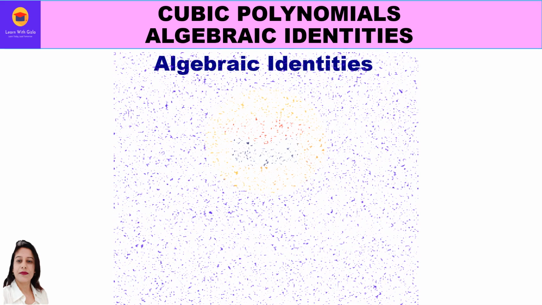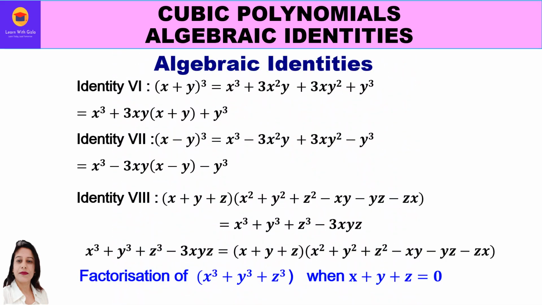Now in previous two videos I had already explained about identity 1 to 5 which were used to solve binomials and trinomials. In this video we are going to learn about identity 6, 7 and 8 which are used for solving cubic polynomials. So let's get started.